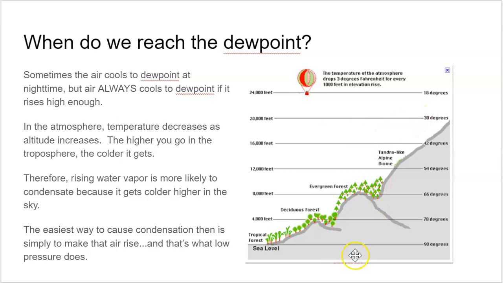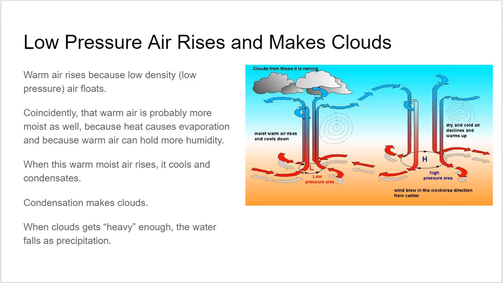What that means is that as the water vapor continues to lift, it will reach that dew point, where it will condense and form a cloud. So that's the easiest way to make this condensation. That's the easiest way to meet this dew point, and that's exactly what happens to make things like clouds.